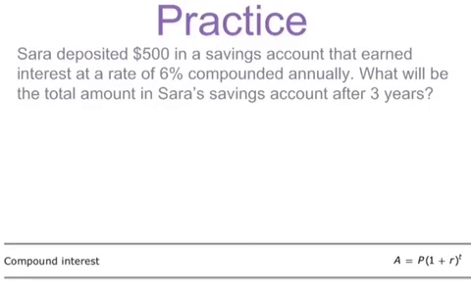So try this one real quick. You can pause the video. You can do this practice one on your own. Sarah deposited $500 in a savings account that earned interest at a rate of 6% compounded annually. What will be the total amount in Sarah's savings account after 3 years? Give it a shot and see how you do.